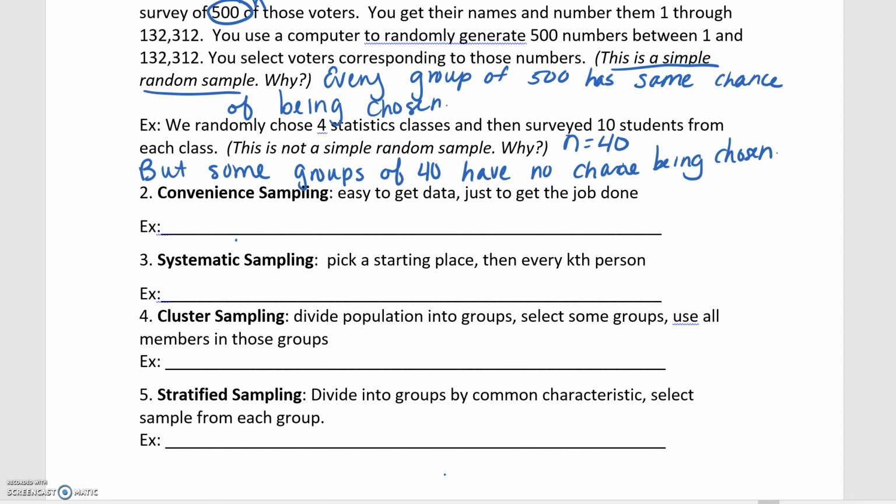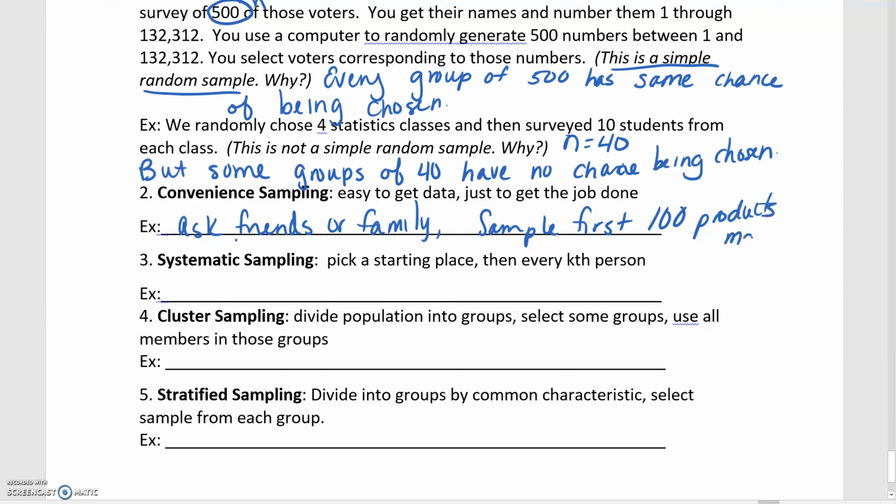So for example, if you were doing a survey and you just asked your friends or family, or if you're inspecting things on a manufacturing line and you sample the first 100 products made. Okay, sure, that would be a sample, but you could have a lot of bias in that sample, and it was just easy to get. It was convenient for you.